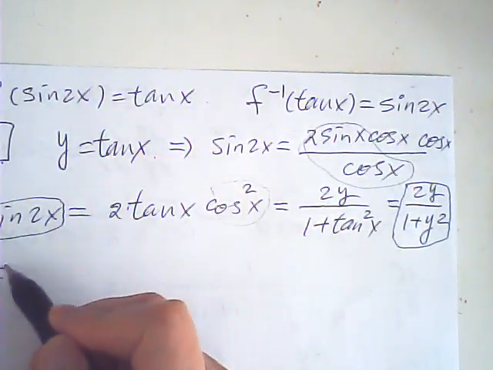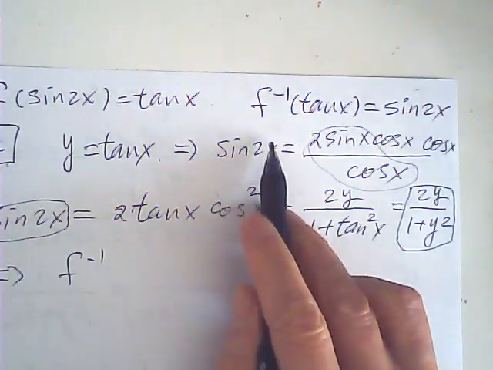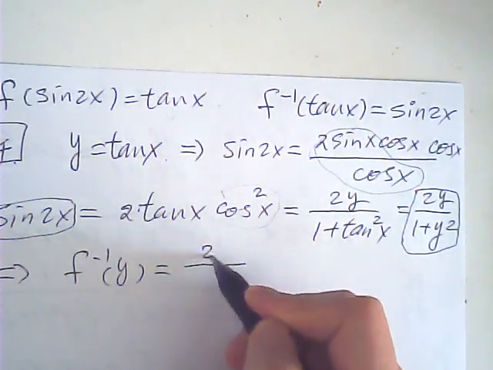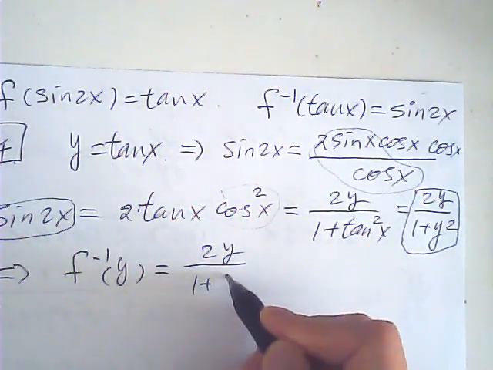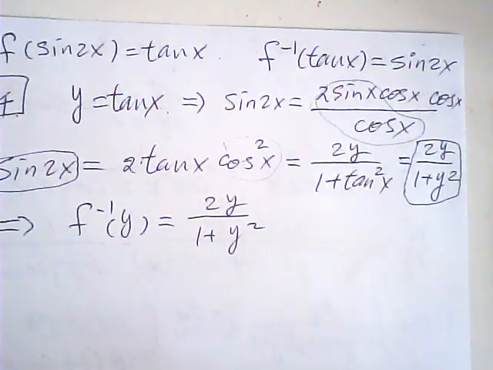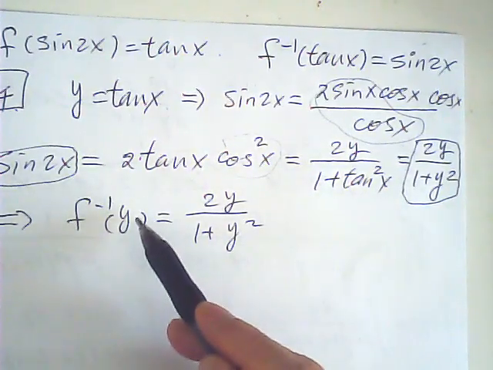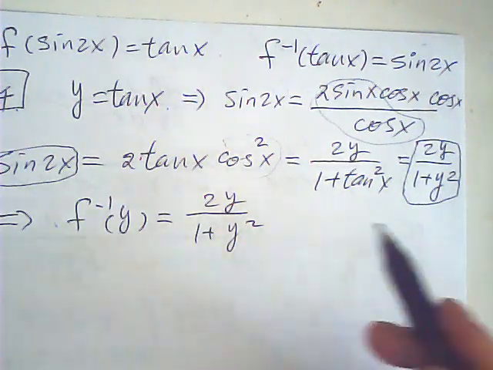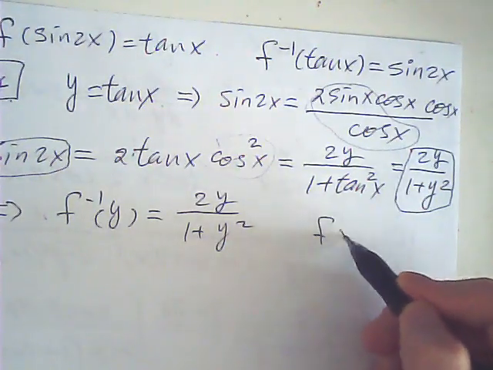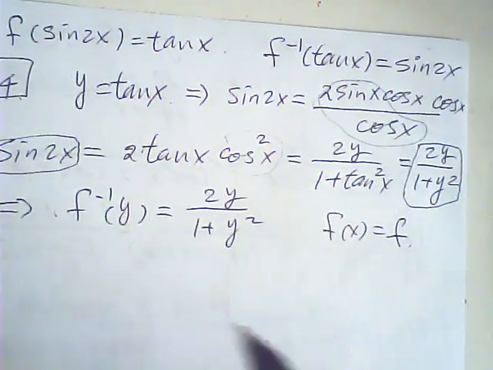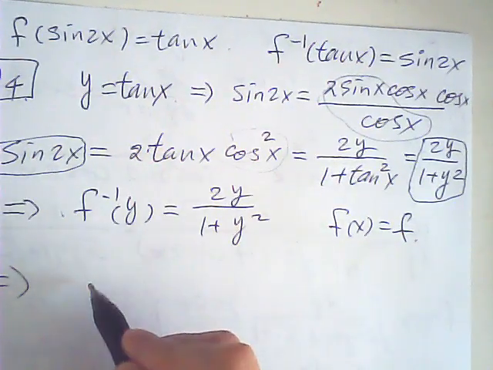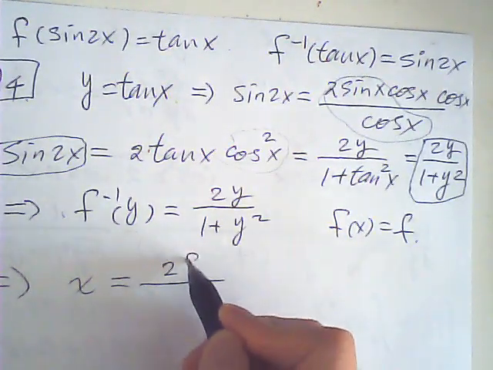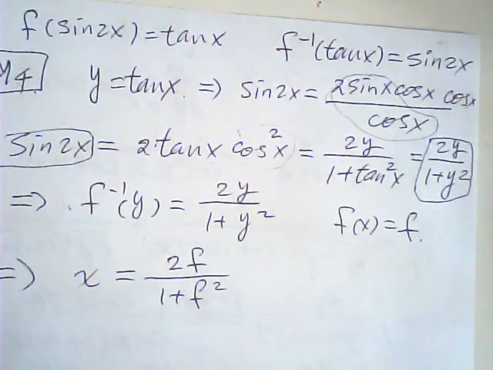So which means that f inverse of y is equal to 2y over 1 plus y squared. Then we just find the inverse of this, which is f of x, right? So we let f of x be written as small f. So therefore, x is equal to 2f over 1 plus f squared.